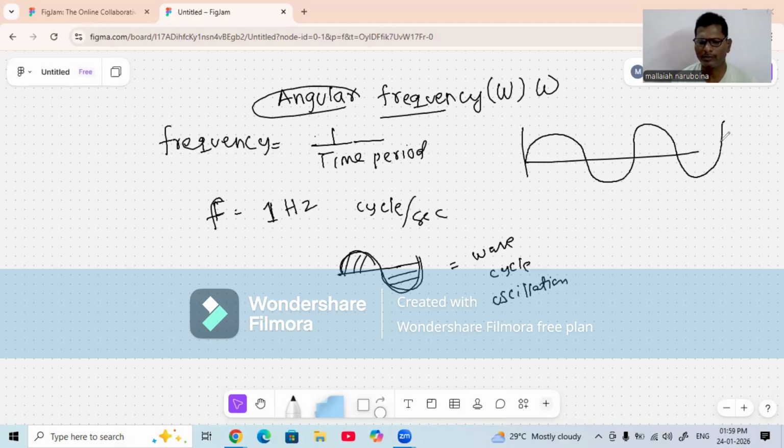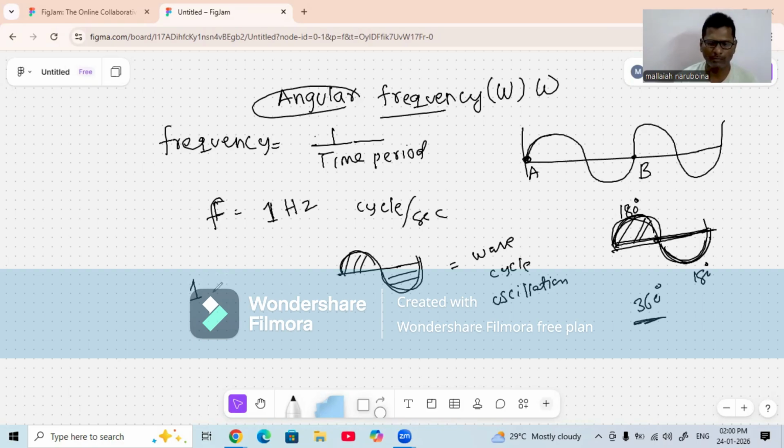This is wave. Here see, from this point A to this point B is 1 complete wave. This line is called equilibrium position or mean position. So this is half wave, this is half wave. This half wave is looking like a semicircle. So how many degrees are there in a semicircle? 180 degrees. Here also one inverted semicircle, right? It is also 180 degrees. Totally how many degrees are there in one complete cycle? 360 degrees. So 1 Hertz means frequency 1 means 360 degrees, right?